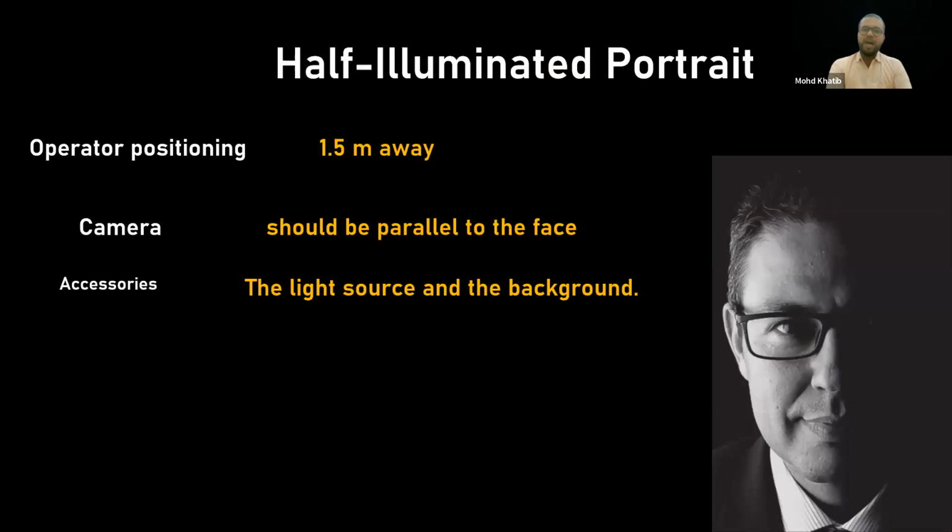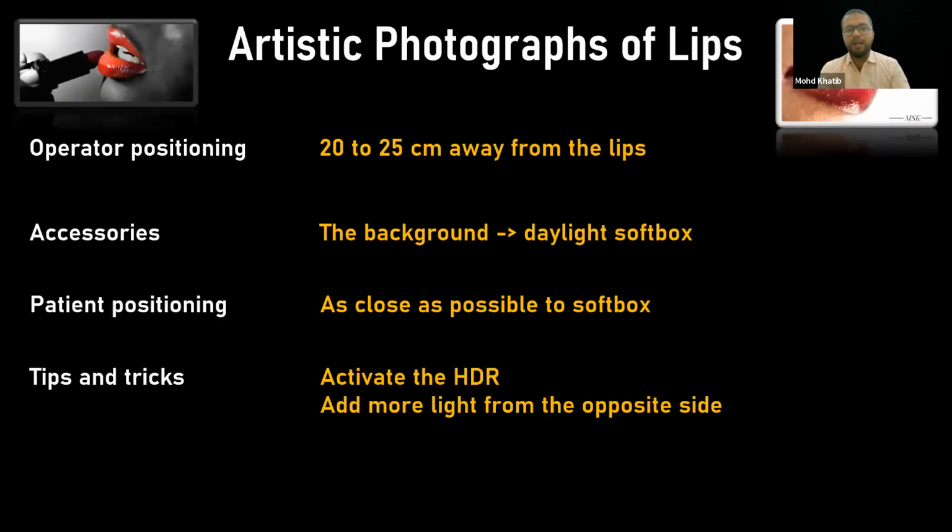Now, for a half illuminated photograph, the operator position should be 1.5 meters away and the light source should be placed at one region, not from both sides, only from one. So this will give a dramatic effect for portrait photographs.